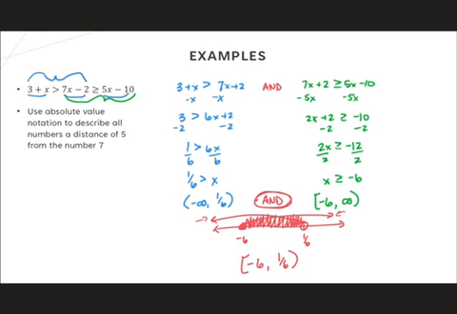This last example over here: use absolute value notation to describe all numbers a distance of 5 from the number 7. So absolute value notation is actually pretty straightforward. You're going to have a basic pattern: x minus your goal, and that has to be within your tolerance. The only thing that's going to change here is you might change the equal sign to less than or equal to, greater than or equal to, less than, or greater than, depending on how these are worded.